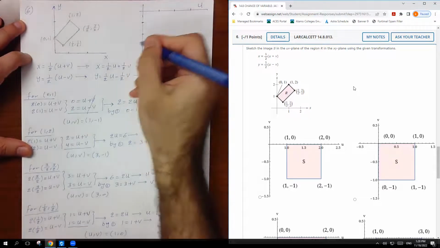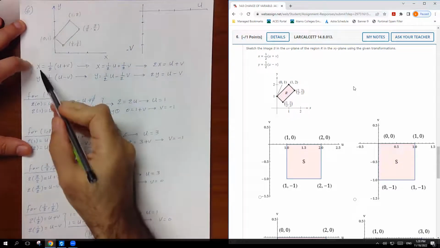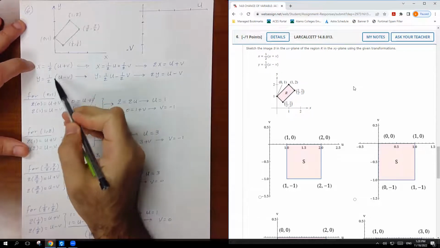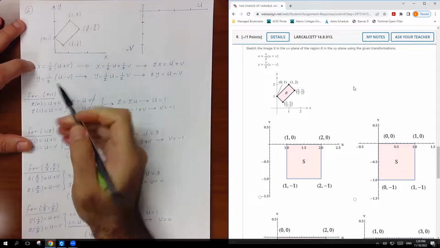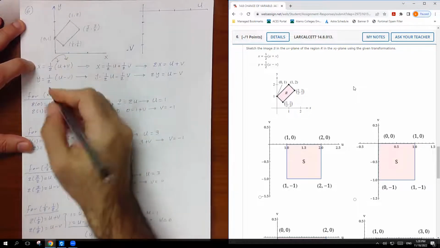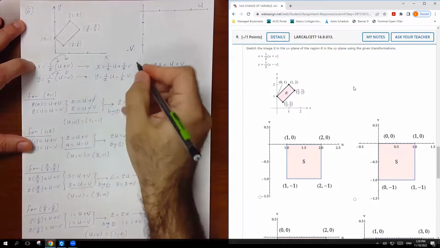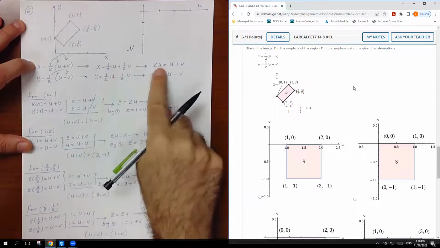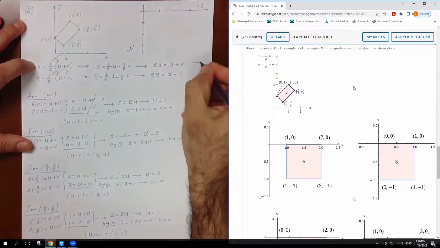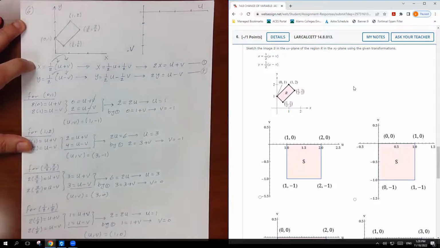This is U, and here is negative V. So x equals half u plus v, and y equals half u minus v. If you want to distribute this in both these equations, it's fine. But what I did here, I multiplied the first one and the second one by 2. So it's going to be 2x equals u plus v and 2y equals u minus v. These two equations are easier to work on than the fractions.